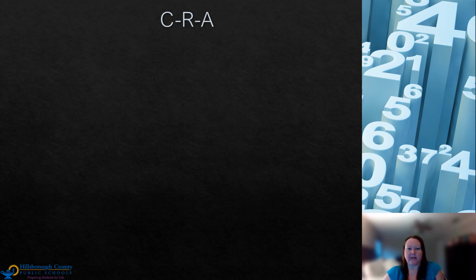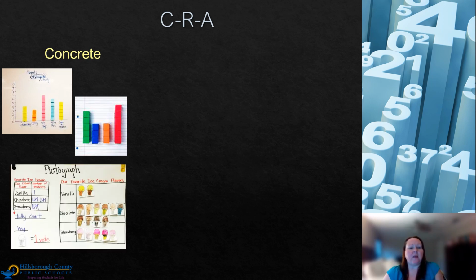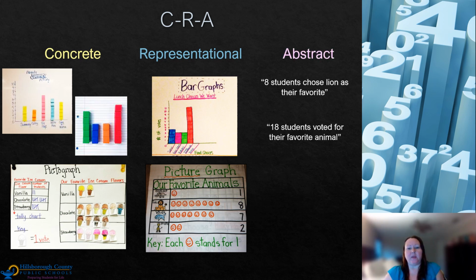So when thinking about data in second grade, we want to continue that same CRA model that we use for other concepts. So our concrete may look like using Post-it notes to create bar graphs and then moving into snap cube towers. And then in pictographs, we might actually have a symbol that we're taping up as a class to represent that data. For representational, now we're drawing those bar graphs and those pictographs and labeling.